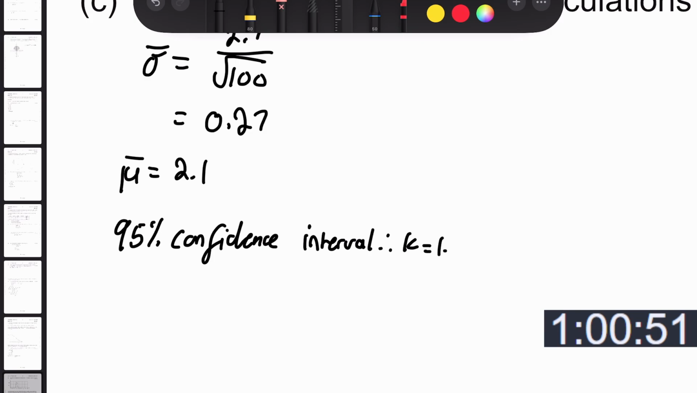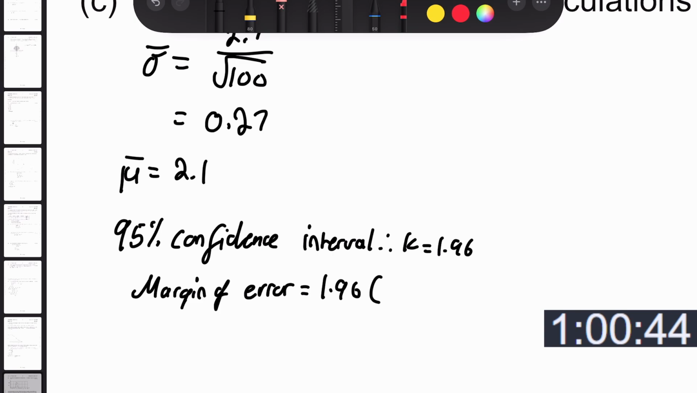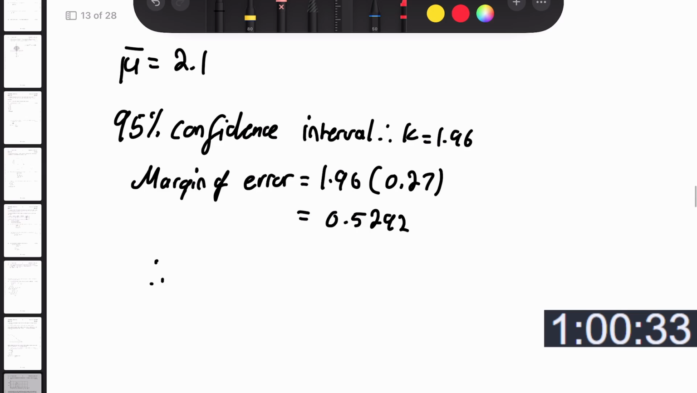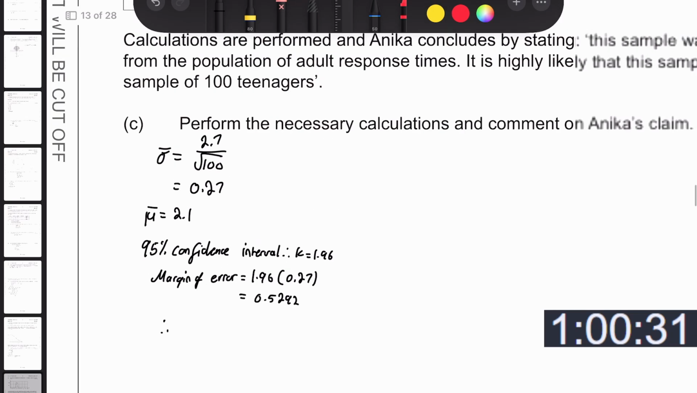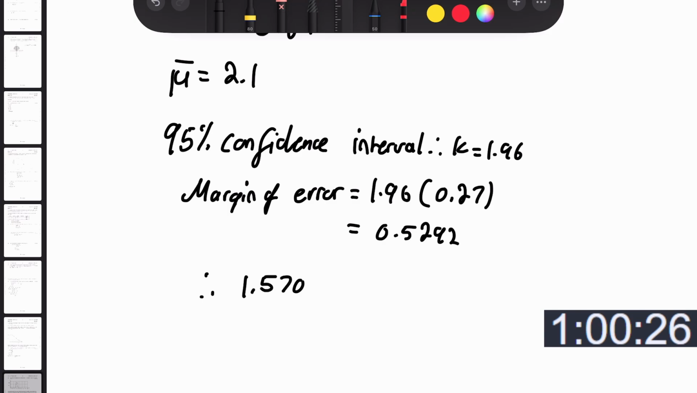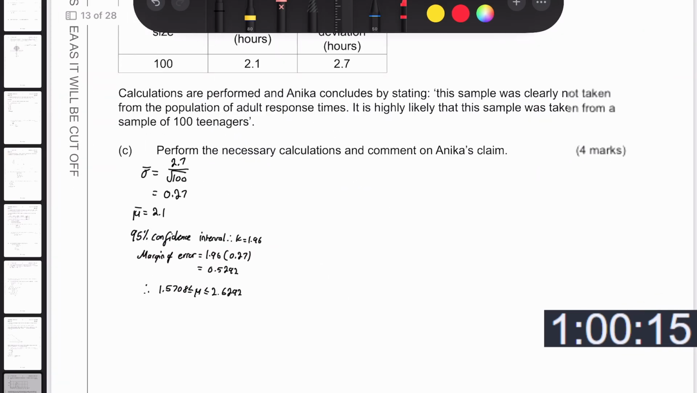Therefore, we'll have k equals 1.96. So then margin of error: you could have 1.96 times 0.27, which is 0.5292. Therefore, it's going to have 2.1 minus 0.5292, 1.5708, less than or equal to mu, less than or equal to 2.6292.